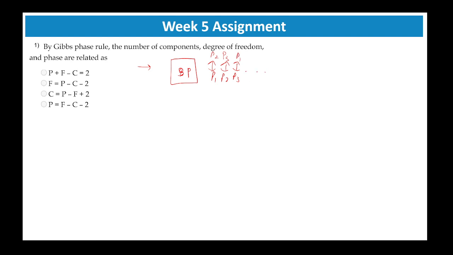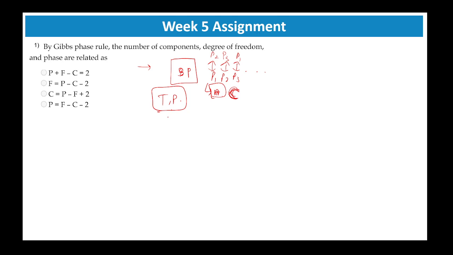So there will be interaction of each of these phases, and each phase has n components. Here it is mentioned as C. So let's say each phase has C components. Okay, and each phase, at equilibrium, will have temperature and pressure as the variables which will be constant.